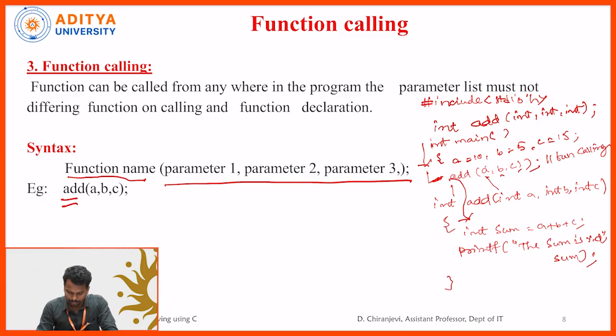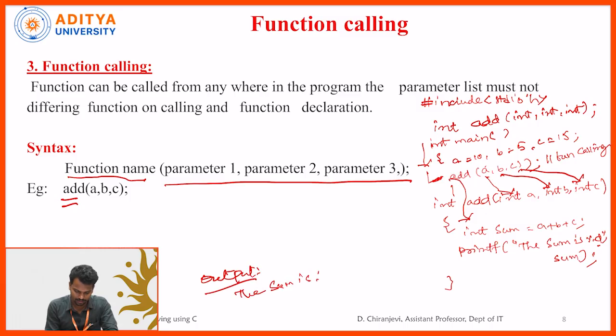The same will be passed to int a, the b value will be passed to int b, and the c value will be passed to int c. Now here you are performing sum equal to a plus b plus c, so it will perform 10 plus 5 plus 15. So overall the sum value is 30, so it will display 30. The output is: the sum is 30. So this is how it will execute.